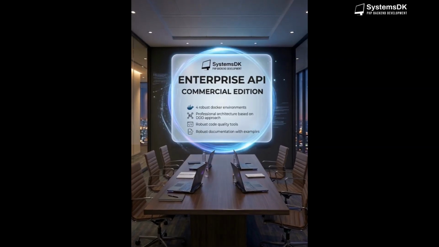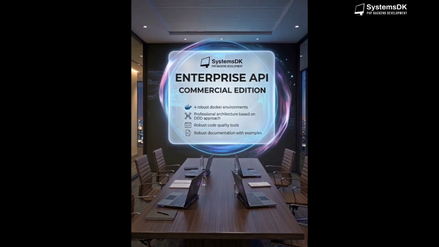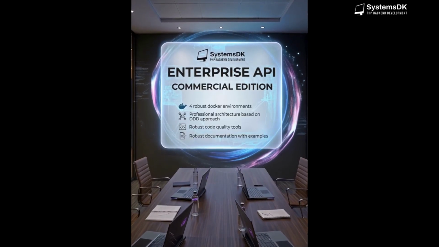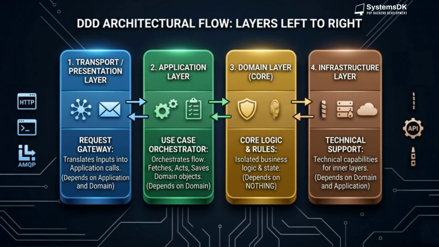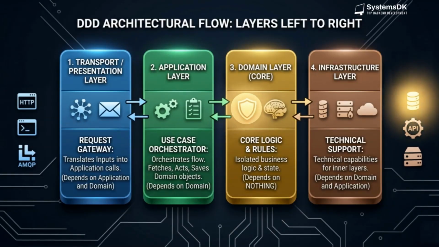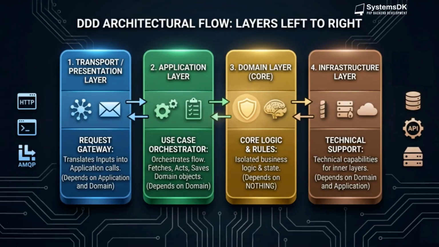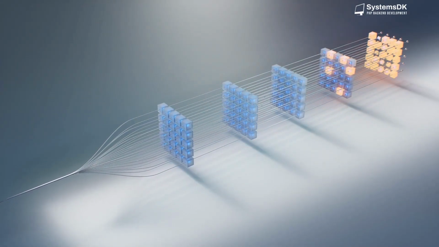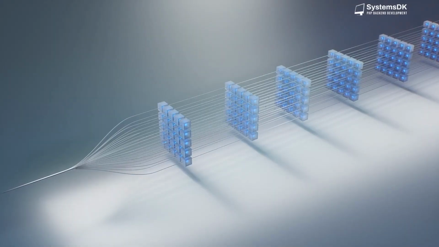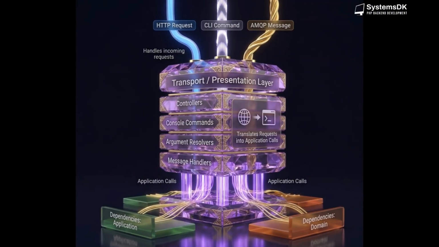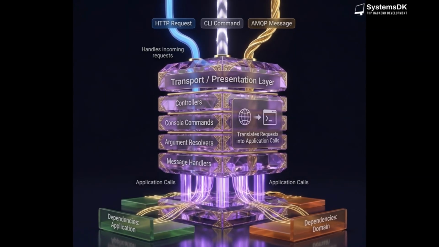Today, we're taking you under the hood of our new Enterprise API. At its core, this application is strictly built on pragmatic domain-driven design principles. We operate on one golden rule. Architectural dependencies must always point inwards, directly toward the domain layer. So, even as your runtime data flows back and forth during a request, your core business logic remains completely isolated and protected. Everything starts at the outer edge with the transport layer.